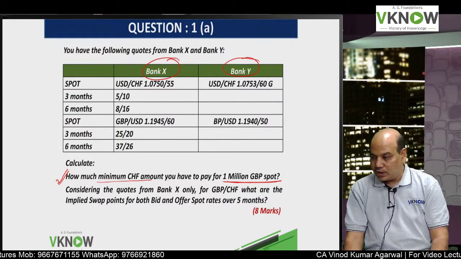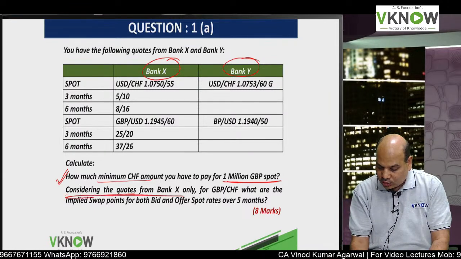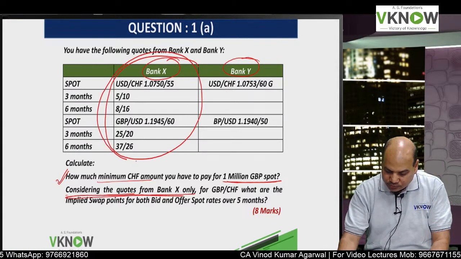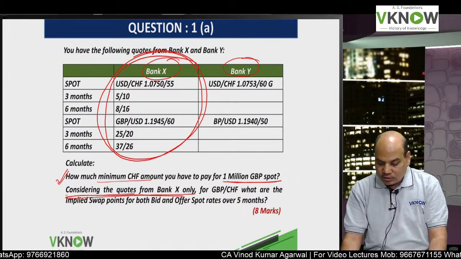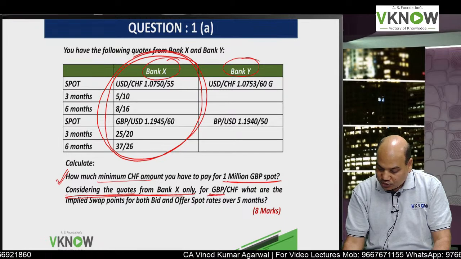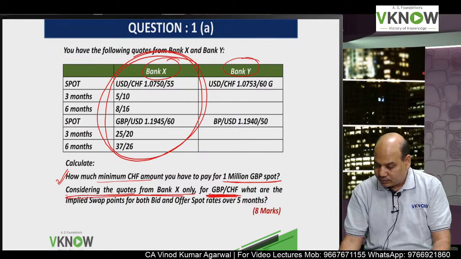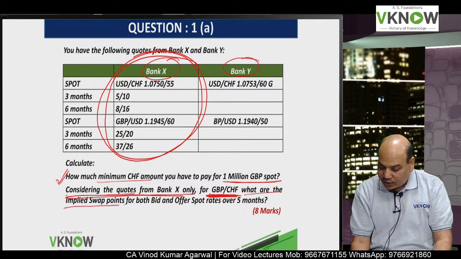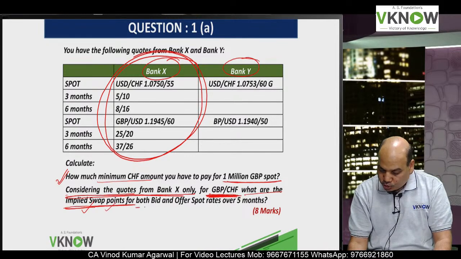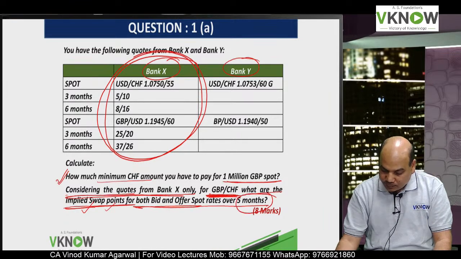This question we have covered in class also. Now the second question, only this data you will use. For the second part, considering the quotes from Bank X only, for GBP per CHF, underline, for GBP per CHF, what are the implied swap points? You have to find out the implied swap points, both bid and offer spot rate over 5 months.